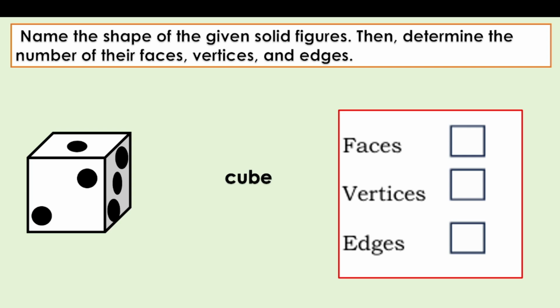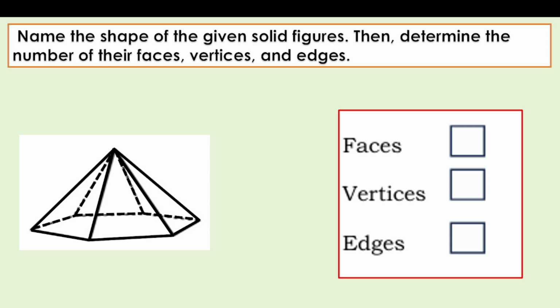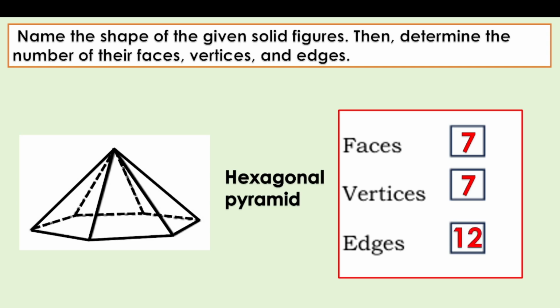Cube. Number of faces, 6. Number of vertices, 8. Number of edges, 12. Number 3. Hexagonal pyramid. Number of faces, 7. Number of vertices, 7. Number of edges, 12.